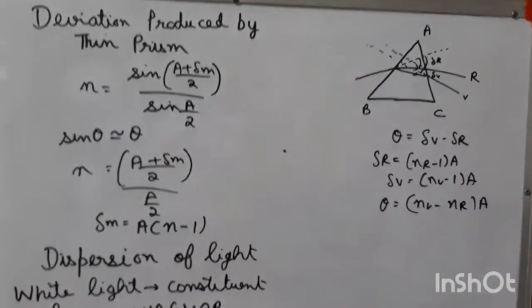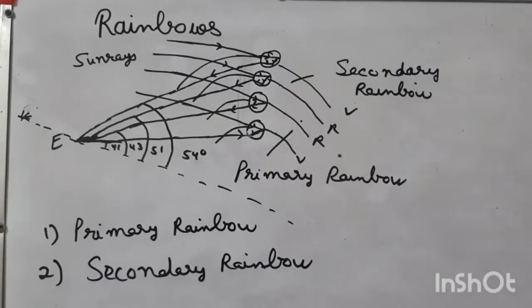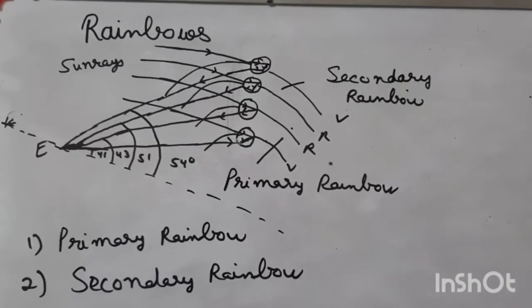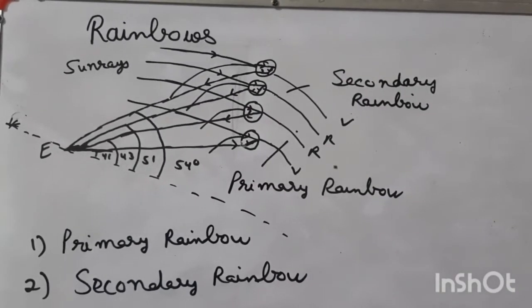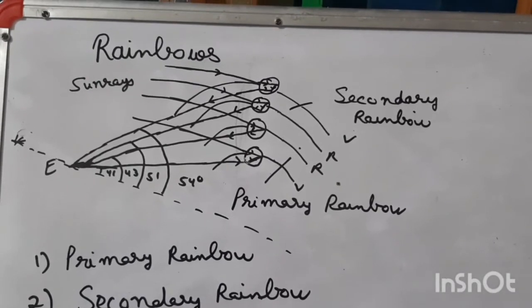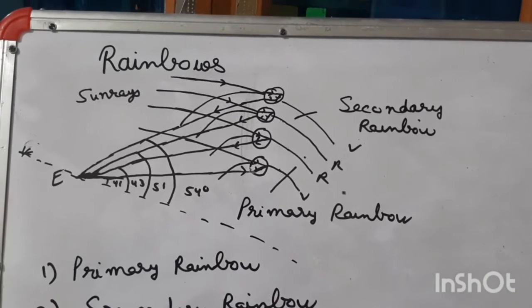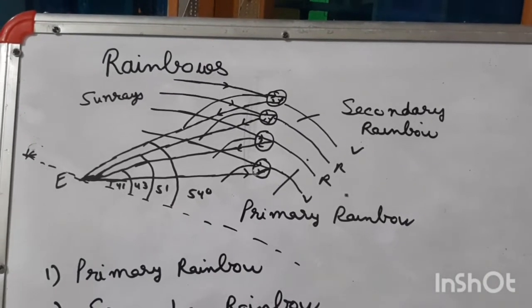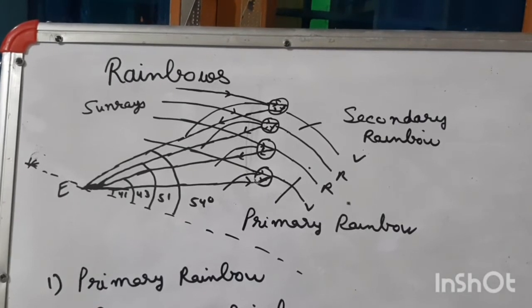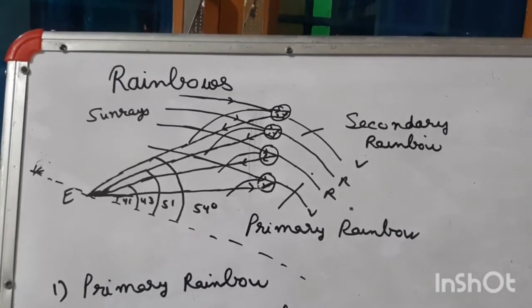Now we are going for the next topic, that is rainbows. The next topic which we are going to discuss today is rainbows. Now what is a rainbow? When the sun shines upon the falling raindrops, an observer with his back towards the sun sees concentric arcs of spectral colors hanging in the sky, and these colors have a common center on the line joining the sun and the observer, and this is called a rainbow.